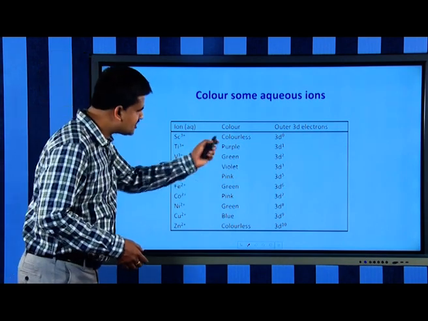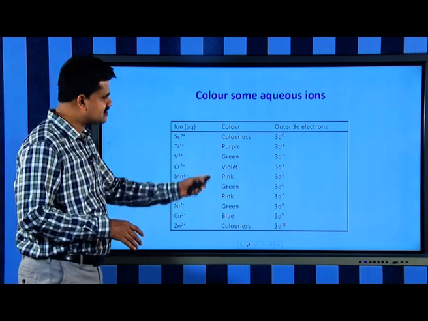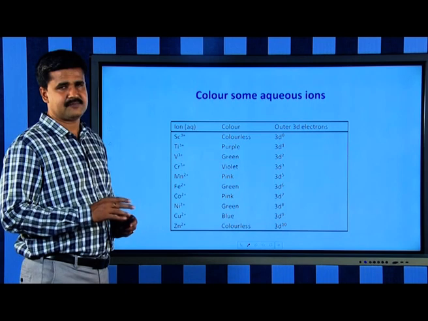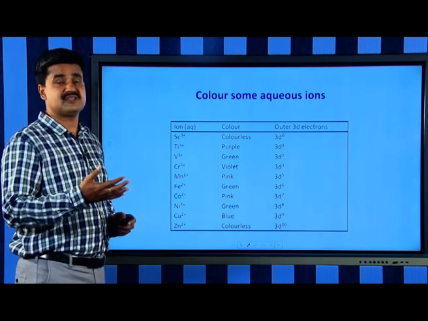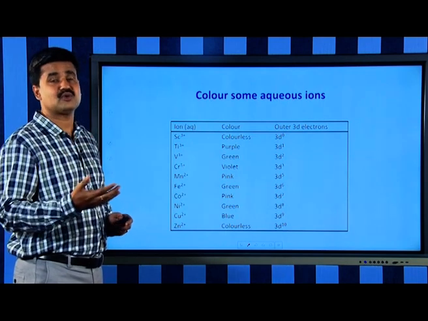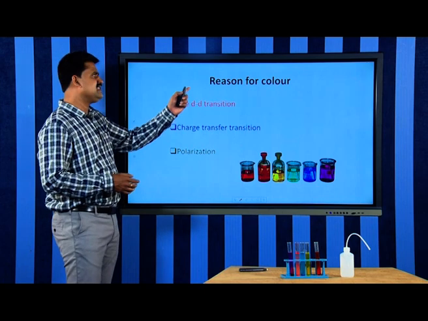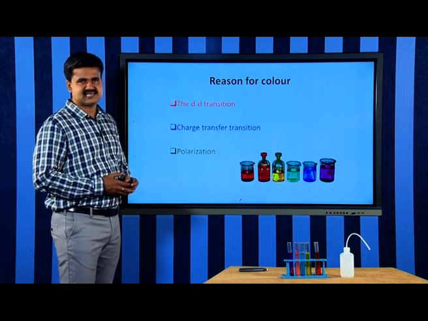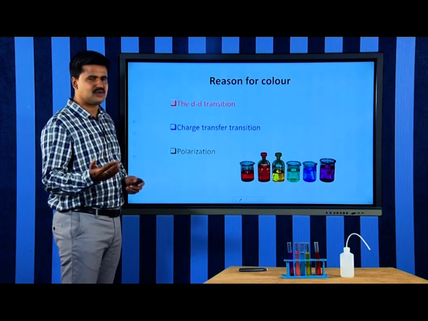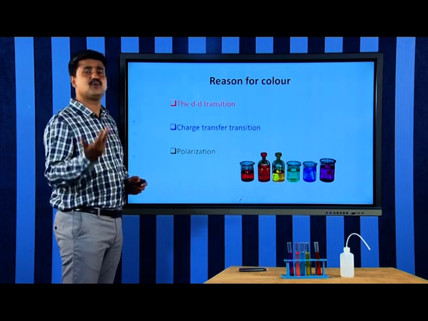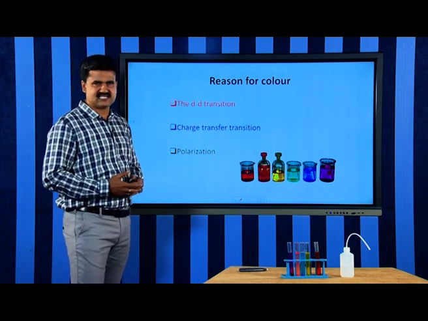And these colors shown here are not due to charge transfer. This color is based on d-d transition. Okay. d-d transition is an important phenomenon where most of the coordination complexes and d block compounds show different colors. These are the three major reasons for color shown by d block elements or coordination complexes or different compounds of d block elements. The first one is the most popular, d-d transition.